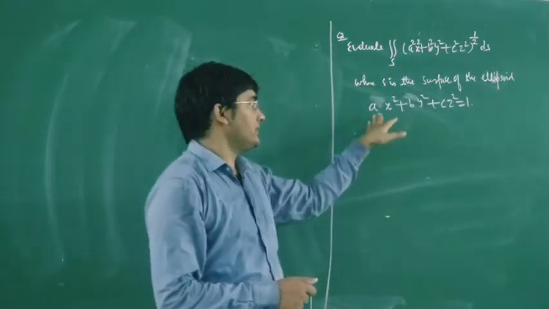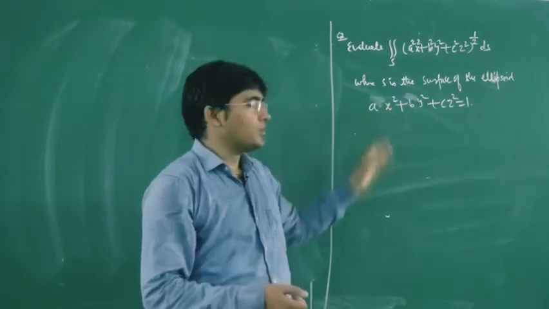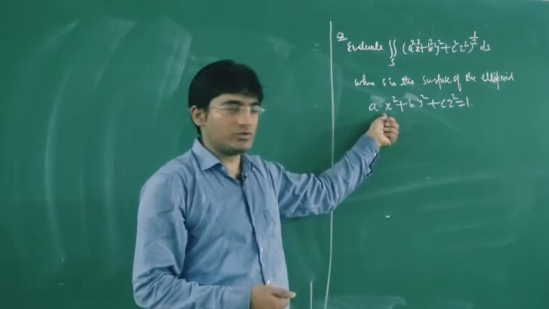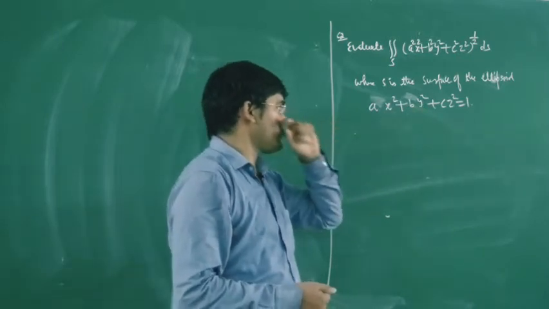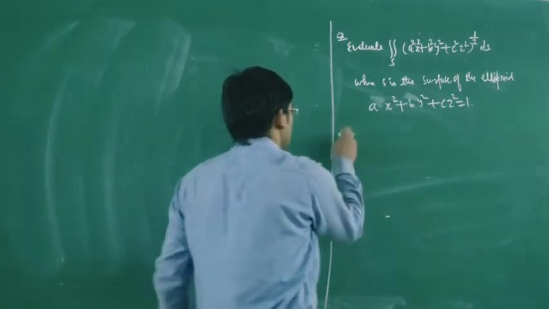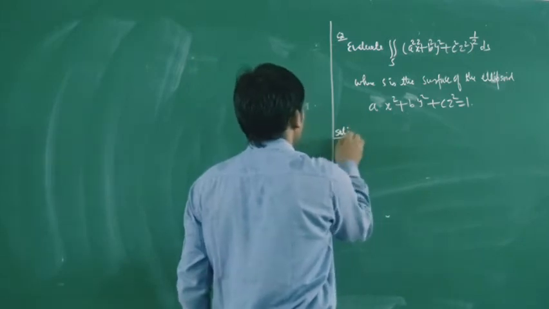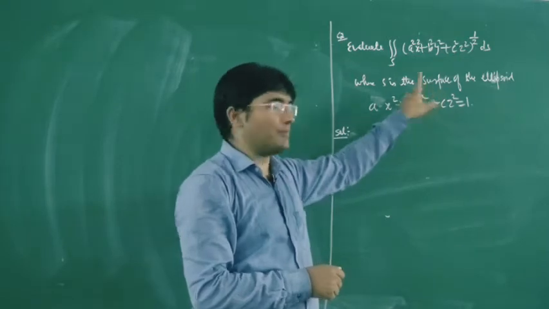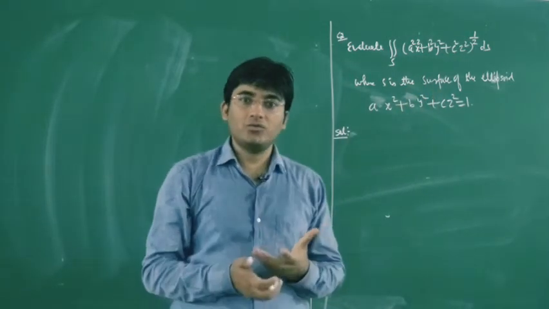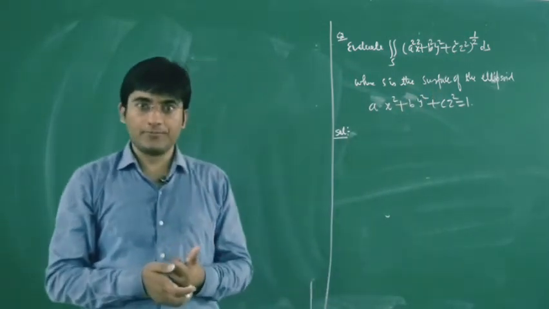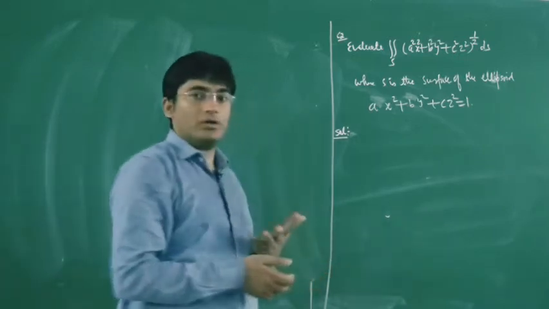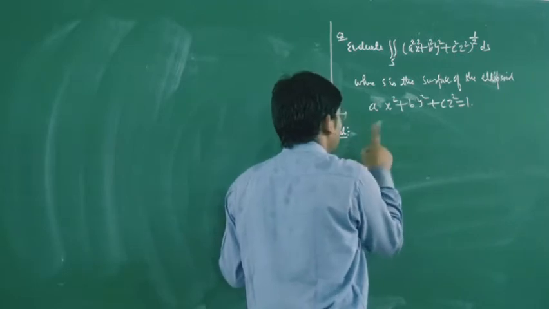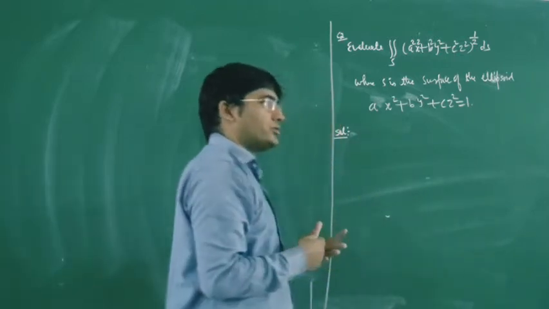Please note that this ellipsoid is not in standard form. The standard form of the ellipsoid is x square upon a square plus y square upon b square plus z square upon c square equal to 1. So solution, again we will use the Gauss Divergence Theorem, but for that we need your vector point function f. So let us evaluate your f. So for that we need your normal vector to the surface.